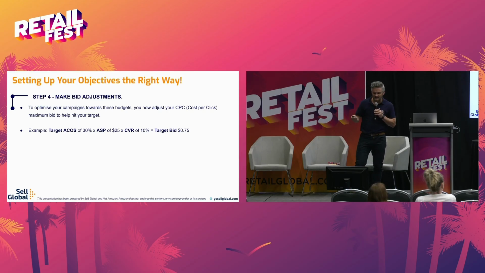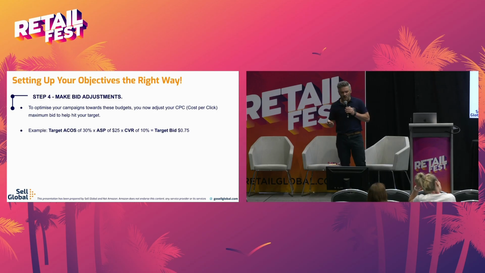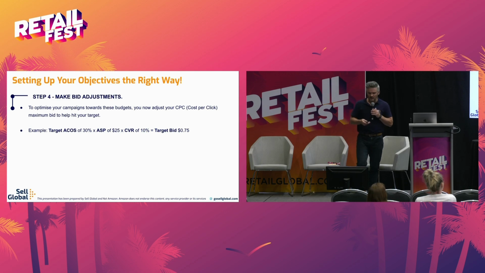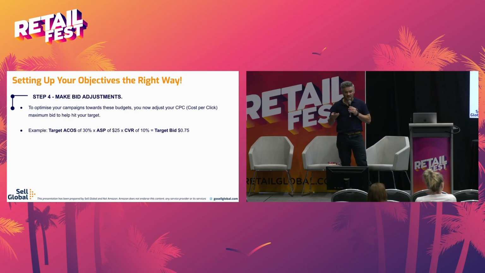So you now understand that for every click that you're acquiring, you have to acquire them at about 75 cents. Now, if things change along this journey, you need to obviously recalculate. For example, let's say that your price point increases from $25 to $35. Well, that's going to change the math. You're now going to be able to afford to spend more acquiring those customers.